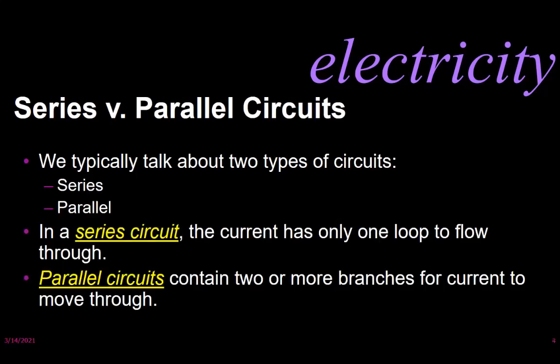Now we're going to talk about two types of circuits. We have series circuits, which is just what it sounds like, where everything goes in a series. And we have parallel circuits, which have multiple branches where current can go in one branch or the other. In a series circuit, the current has only one loop to flow through, whereas a parallel circuit contains two or more branches through which the current can pass.